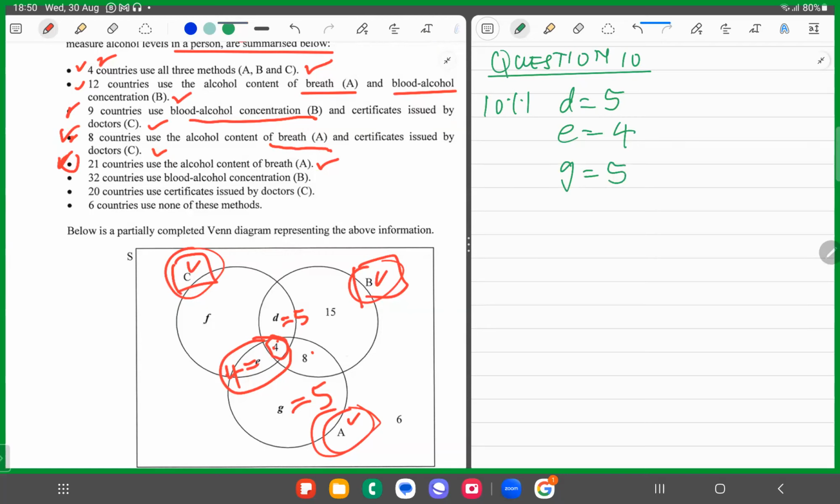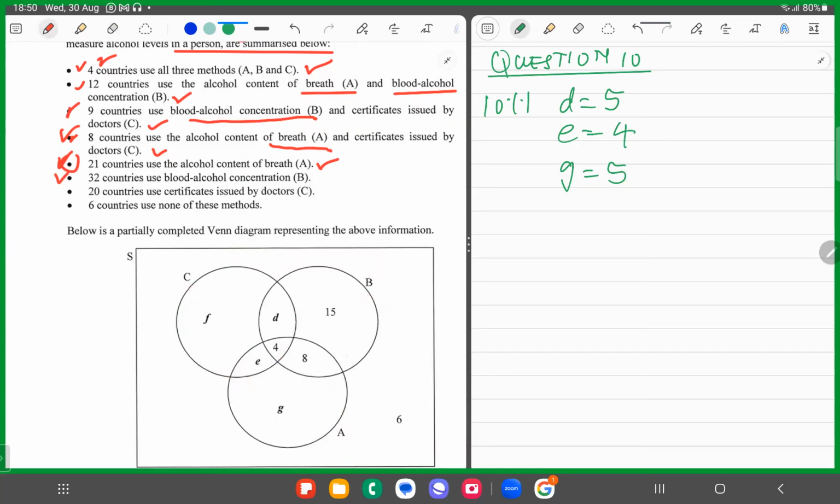Okay, next we continue to analyze more mathematics. Now, look at the 32 countries that use blood alcohol concentration B. I'm trying to clean up this Venn diagram, because otherwise you can't see what we're doing if it's so untidy.